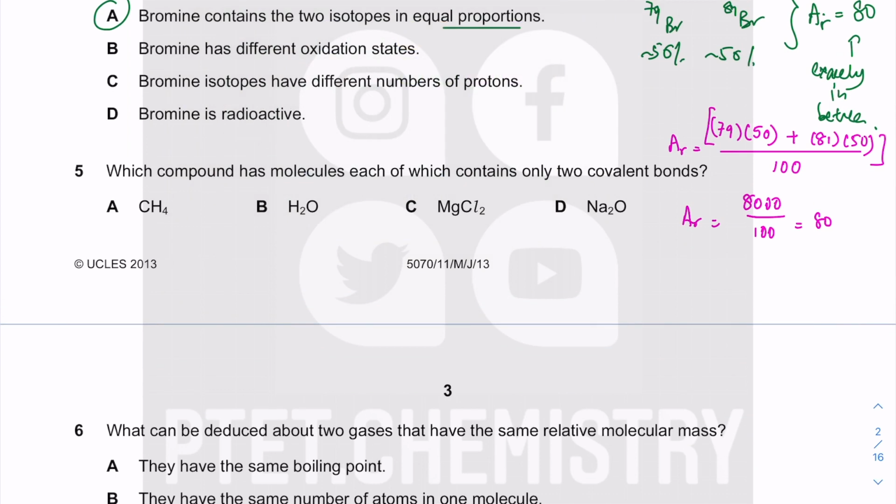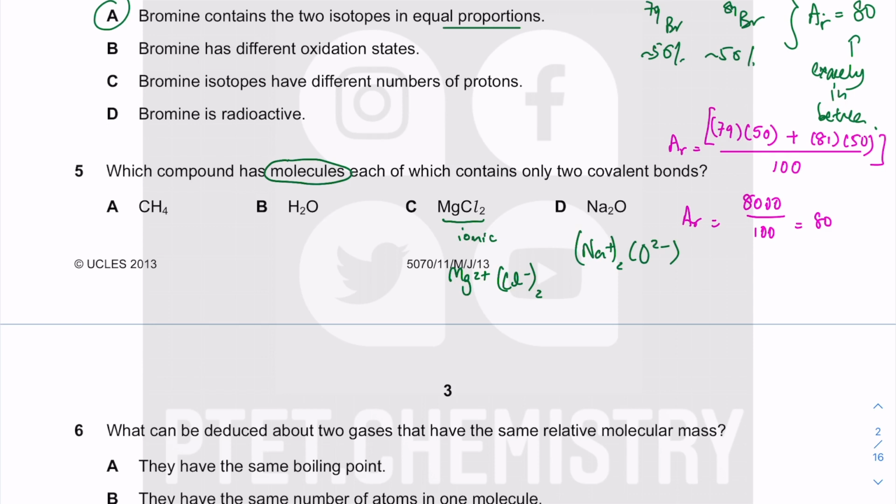Which compound has molecules? So they're talking about molecules. This one is ionic. In fact, you know that because it has got metal ions and it's got non-metal ions. This one is also ionic. It's got metal ion and it's got non-metal ions.